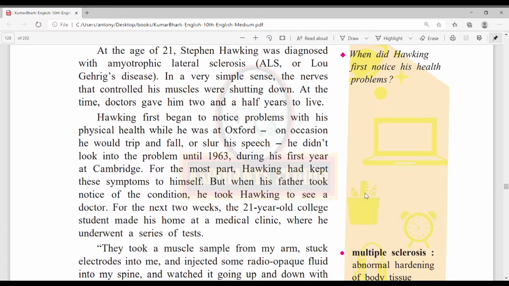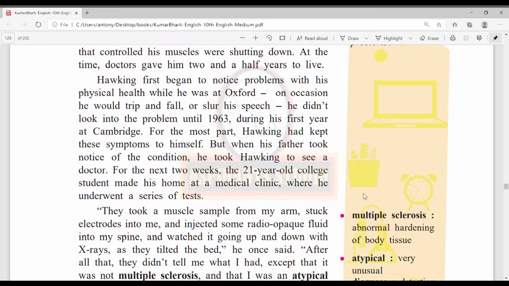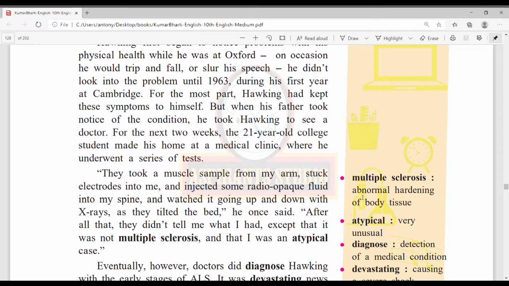Hawking first began to notice problems with his physical health while he was at Oxford. On occasion he would trip and fall, or slur his speech. He didn't look into the problem until 1963, during his first year at Cambridge. For the most part, Hawking had kept these symptoms to himself. But when his father took notice of the condition, he took Hawking to see a doctor.